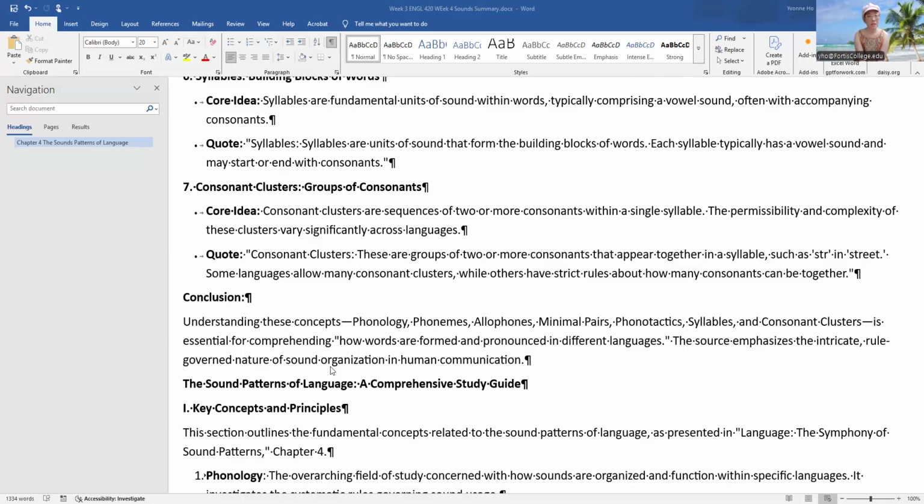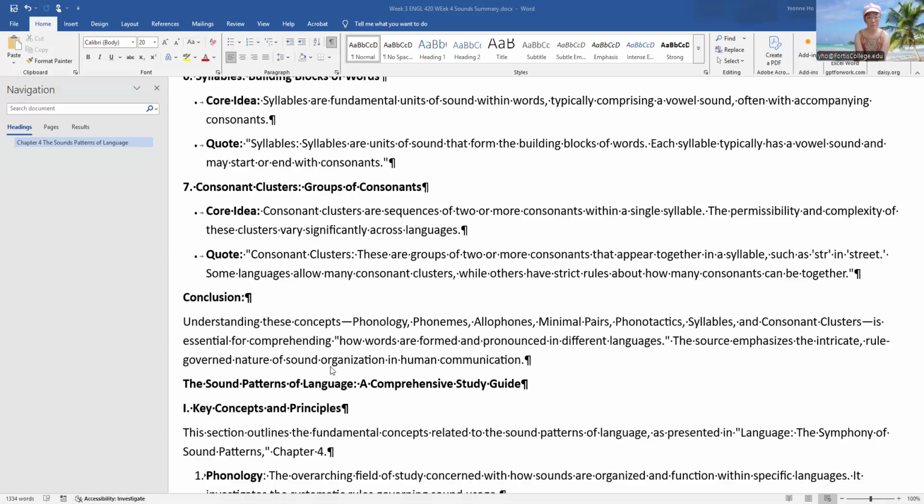And so consonant clusters are groups of 2 or more consonants that appear together in a syllable, such as street. So STR in street is a consonant cluster. Some languages allow many consonant clusters, while others have strict rules about how many consonants can be together.